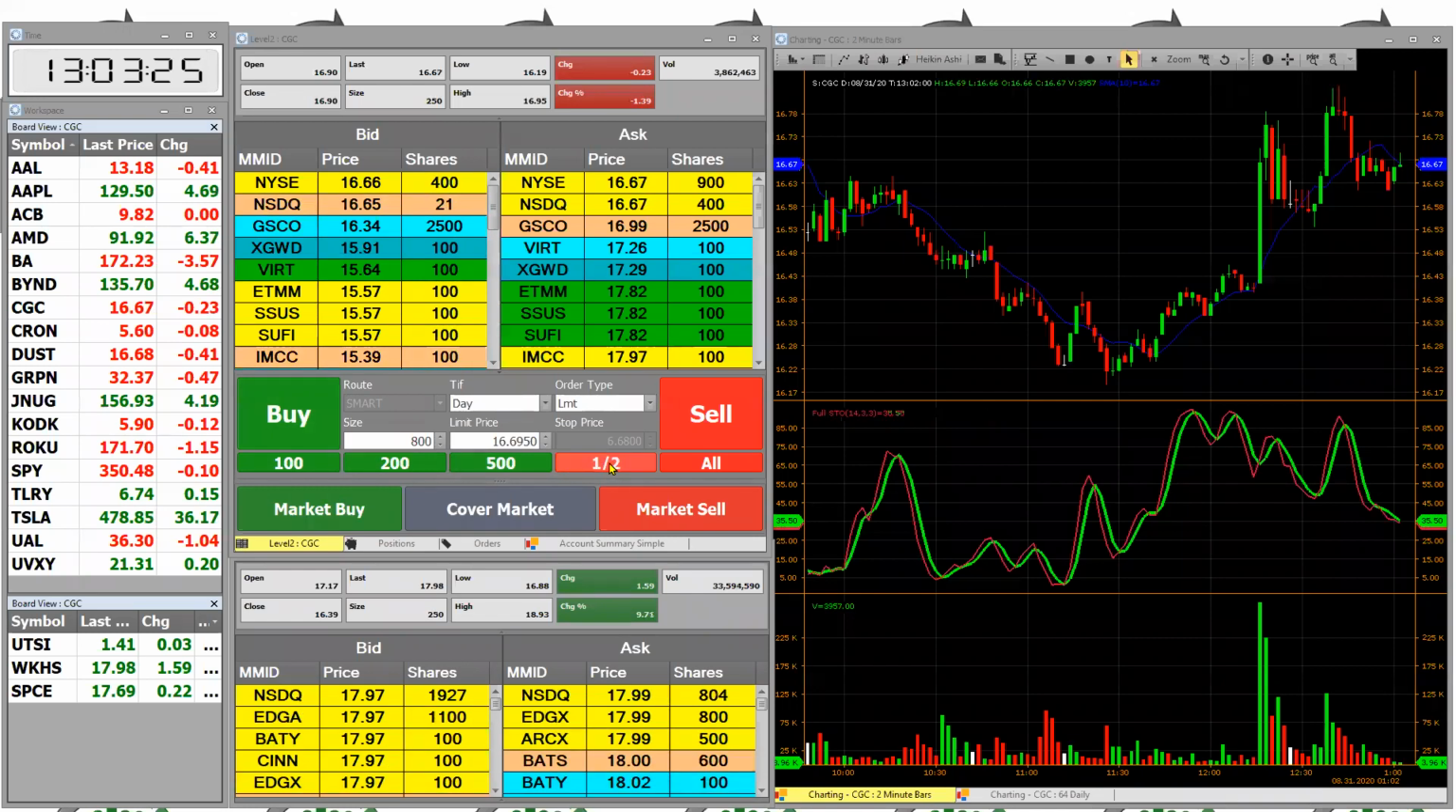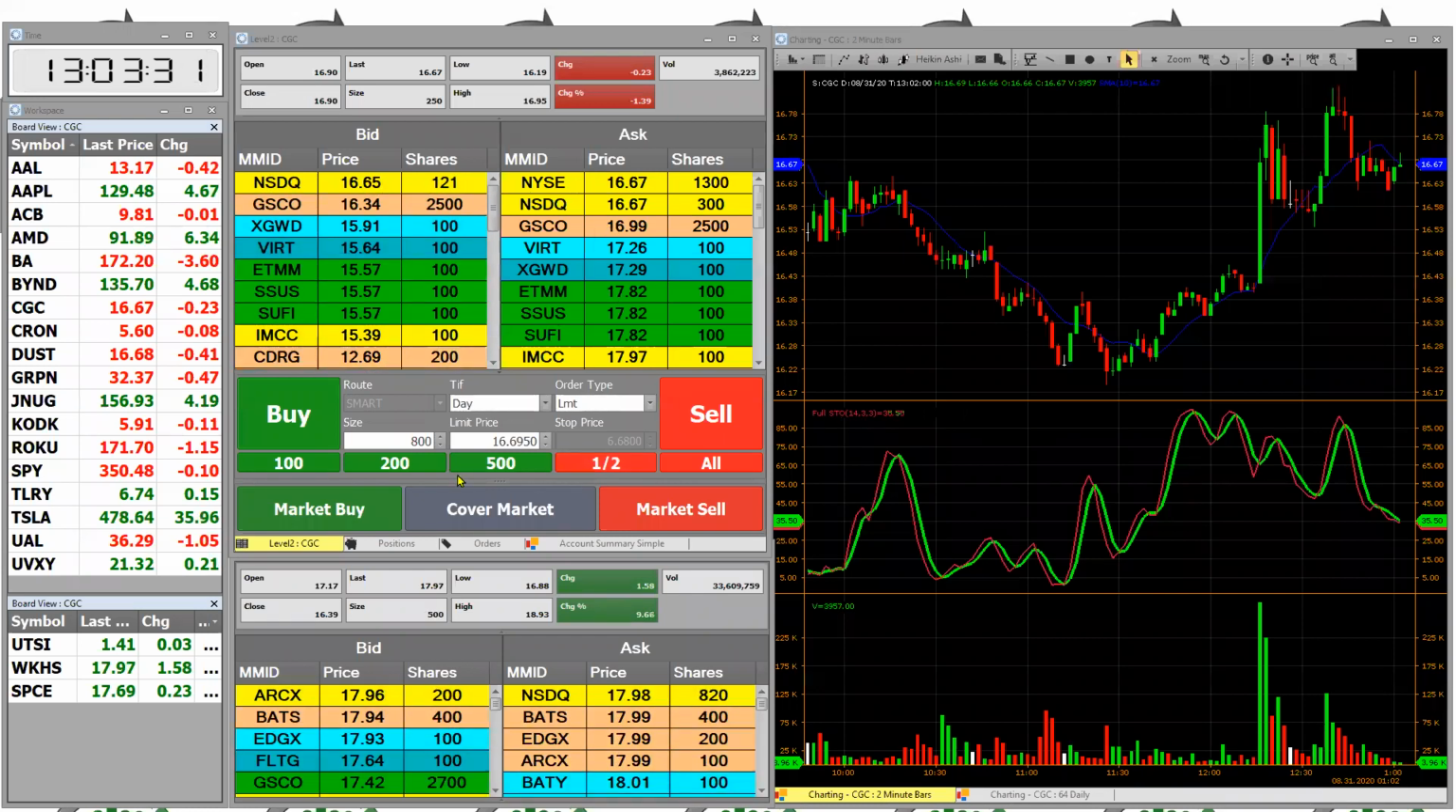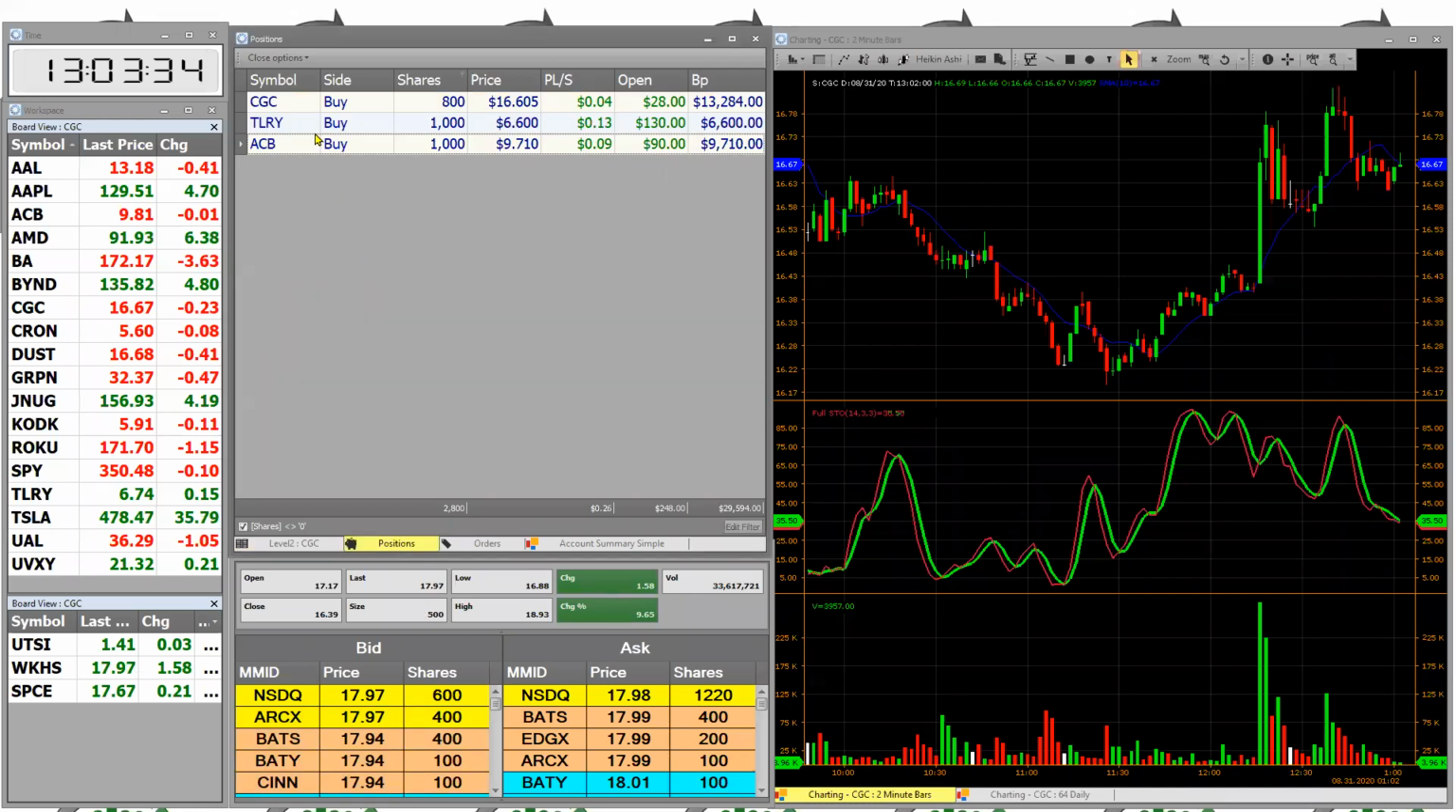And then once it's running, I can either get on the ask. Let's say CGC, I have this stock right here, and it shows you I do have a position in it right now. I have 800 shares at $16.60. It shows you P&L's up 4 cents, $36. I have $13,000 in that trade. Tilray, I have 1,000 shares at $6.60 is the price, up 13 cents. And ACB, which is Aurora Cannabis, all these picks came from the Mojo chat room today, at $9.71, up 9 cents.